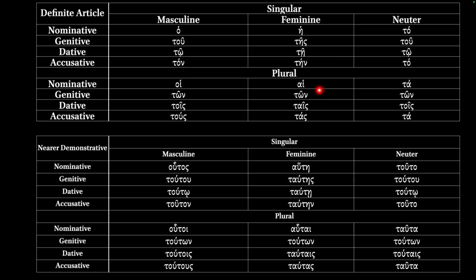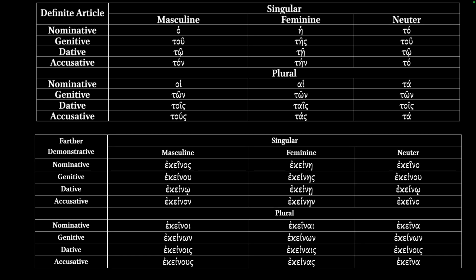So those definite article paradigms are sort of embedded into the demonstratives here in the form of both the nearer demonstrative and also of the farther demonstrative, though the letters are a little bit different. We lose the tau from the definite article that gets sort of replaced with the new when it comes to the farther demonstrative.